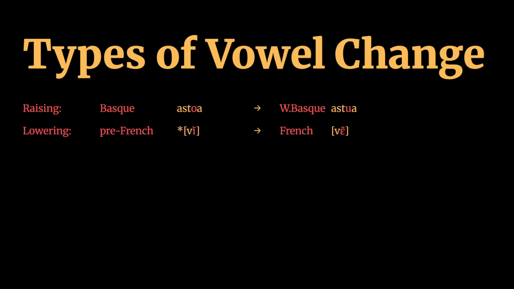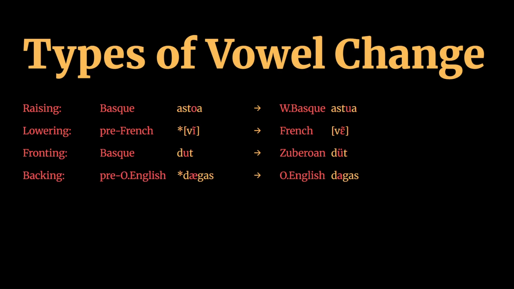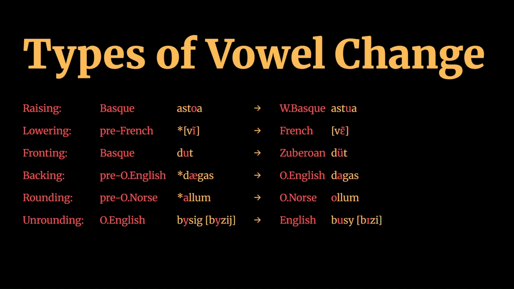So there's a whole bunch of different types of vowel change. We're not going to go through each one in depth, but I'll try to give you some examples of each. There's raising vowels, where a vowel goes from a lower position in the mouth to a higher position. Conversely, a vowel can be lowered. Vowels can be moved to the front of the mouth, or they can move further back in the mouth. Vowels can be rounded or unrounded. Vowels can also move more to the center of the mouth. This is often associated with the idea of reduction.